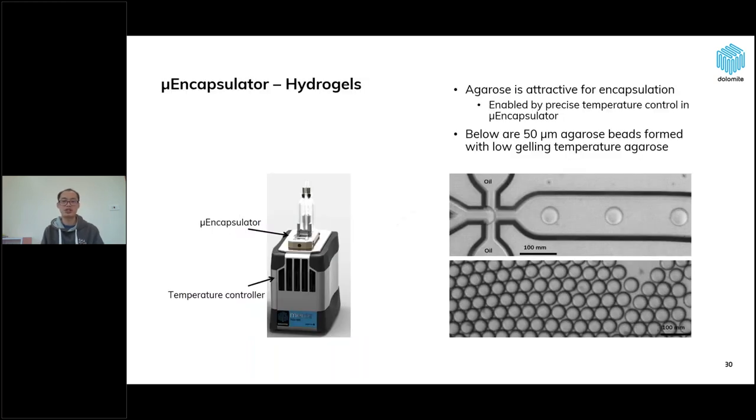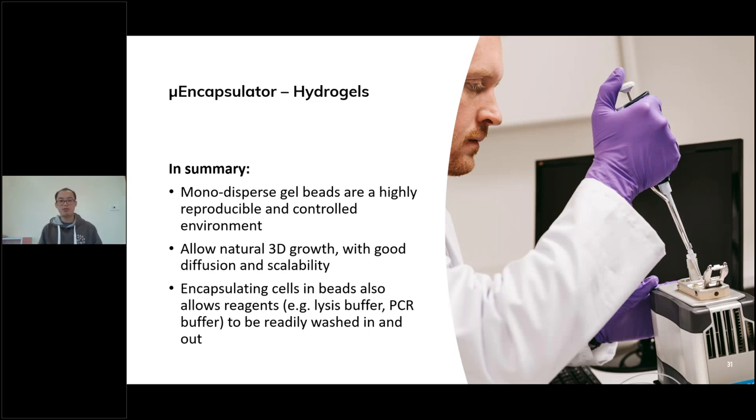Agarose is attractive for encapsulation because it enables precise temperature control with the micro encapsulator. As you can see below, the images show 50 micrometer agarose beads formed with low gelling temperature agarose. It shows very high monodispersity of droplets and particles generated using the micro encapsulator system. In summary, the monodisperse droplets are highly reproducible and give a controlled environment, and allow the nature of 3D growth with good diffusion and scalability. Encapsulating cells also allows reagents, for example lysis buffer or PCR buffer, to be readily washed in and out.